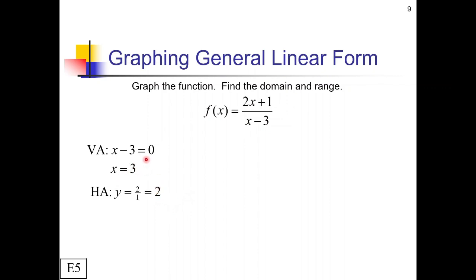And for our additional points, we need 1 to the left and 1 to the right of x equals 3. So I'm going to plug 2 in. That'll give me my left point. So f of 2, that'll be 2 times 2 plus 1 over 2 minus 3, which comes out to, let's see, 5 over negative 1, so negative 5.